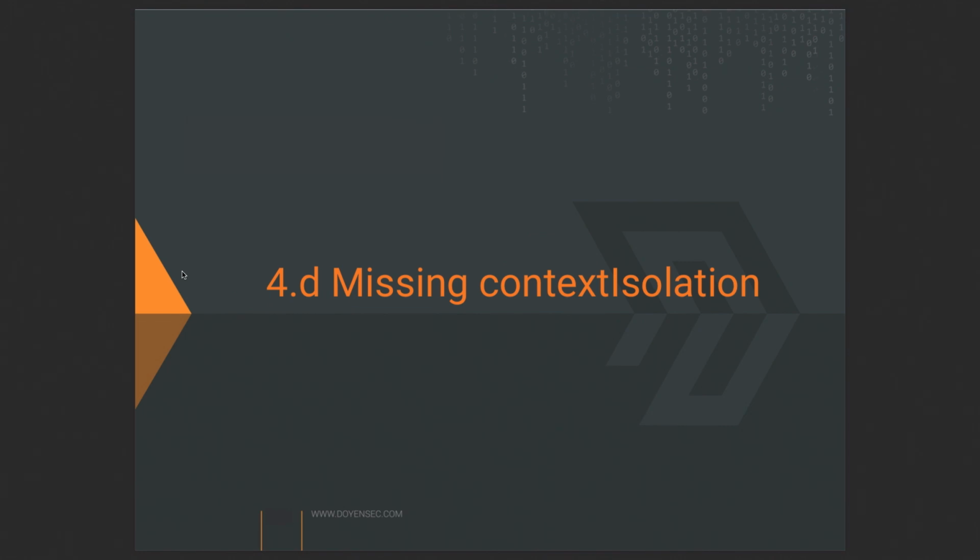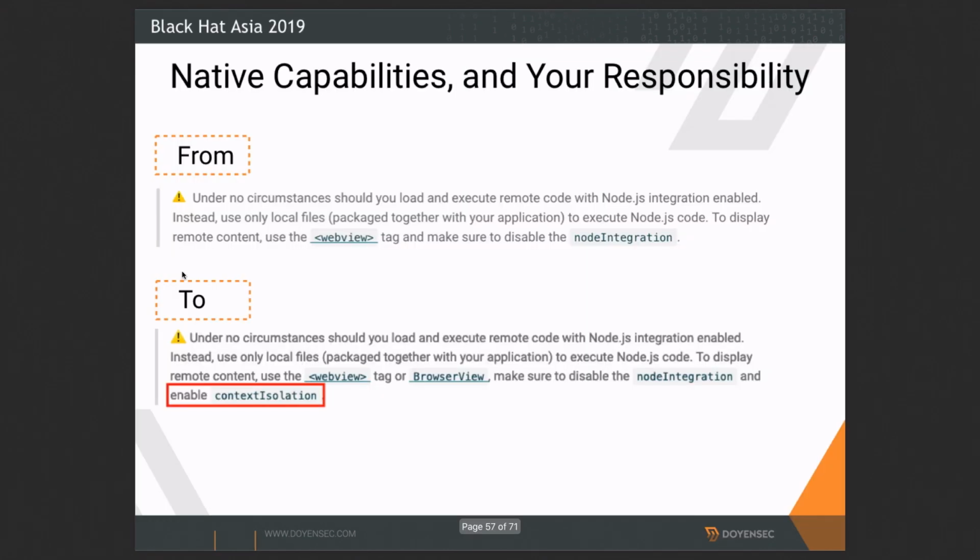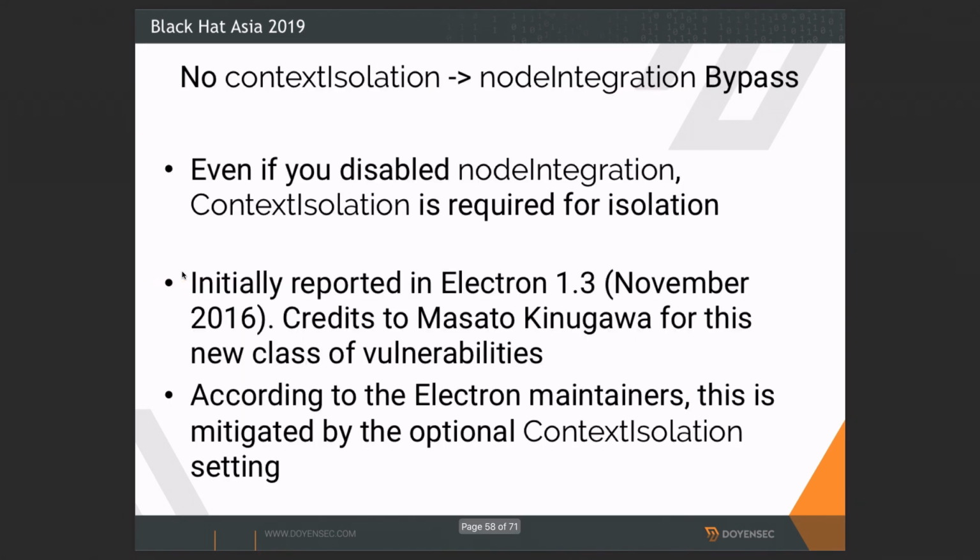And finally, let's cover missing context isolation. If there is something you need to bring back home today, it is that if you have an Electron app and you don't have context isolation enabled, it's basically like not having node integration disabled. After some time, I was able to modify the security page of Electron, under native capability and your responsibility, to explicitly mention that you need to enable context isolation. So to recap, if you don't have context isolation, it's like you have a permanent node integration bypass.